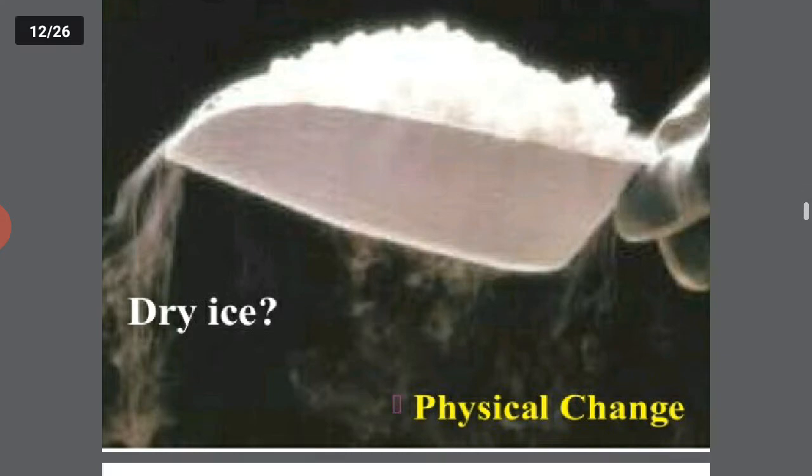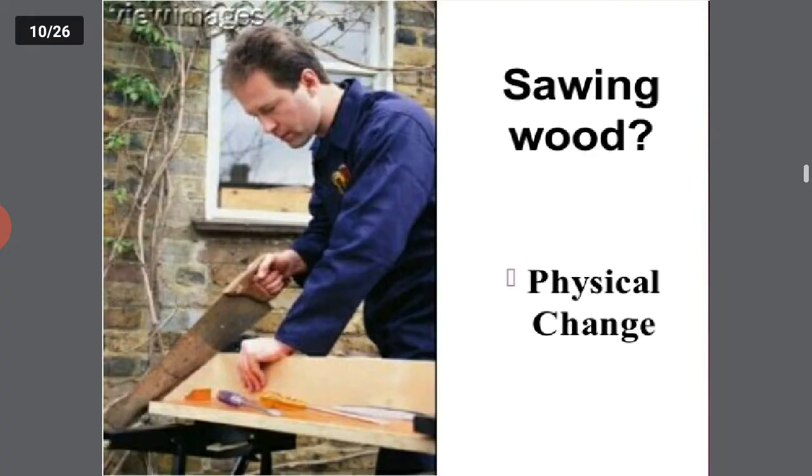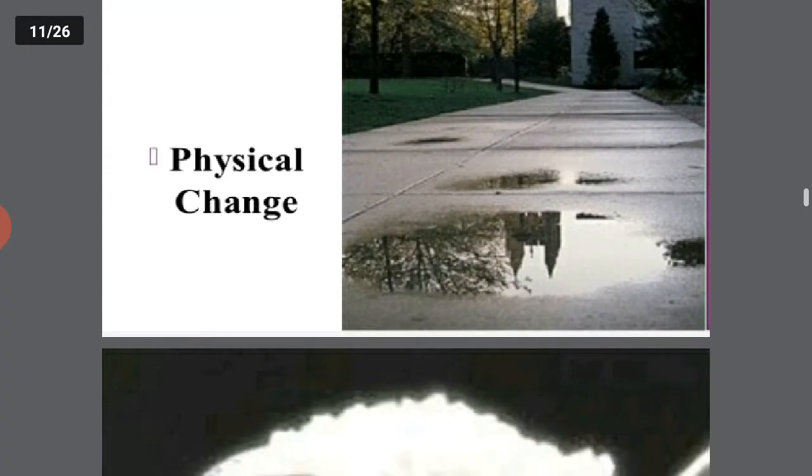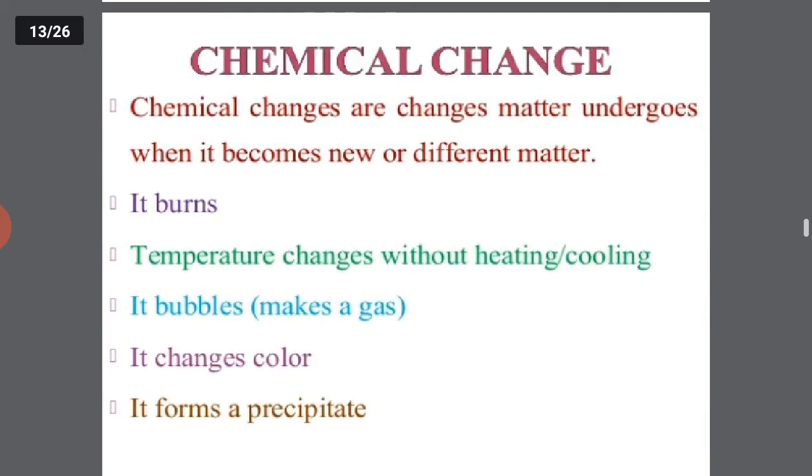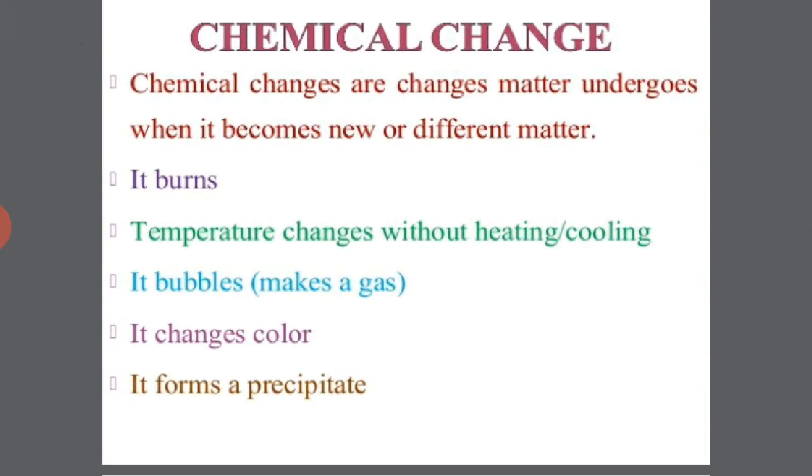Okay, now next is chemical change. Chemical changes are the changes matter undergoes when it becomes a new or different matter. Got it? New or different matter, that means the formation of new substance will be there.